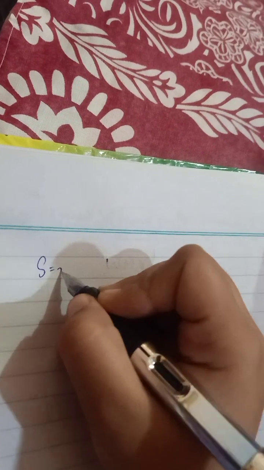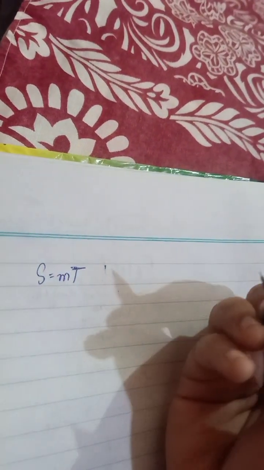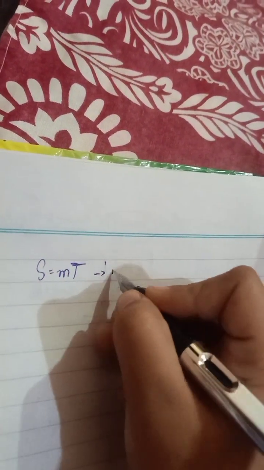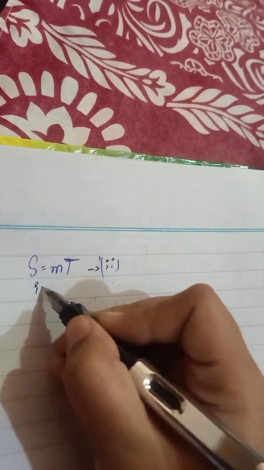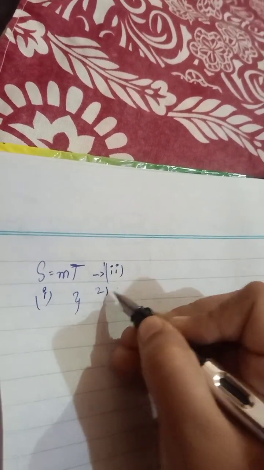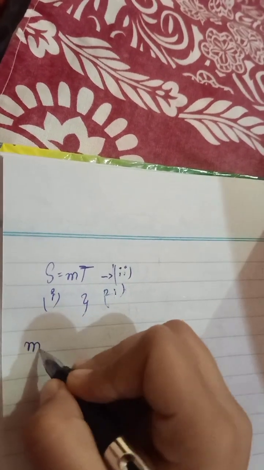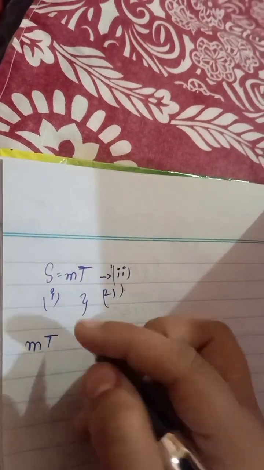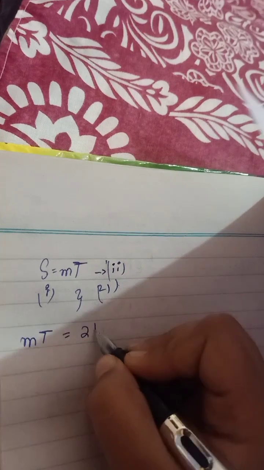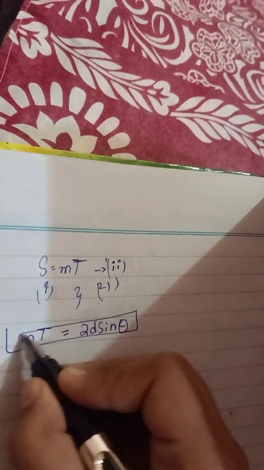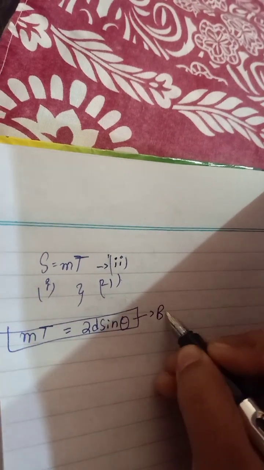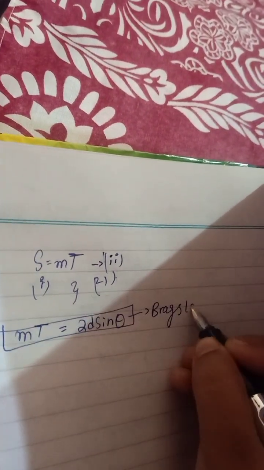Now if we talk about the condition of constructive interference, as you all know, S is equal to m lambda. This is equation number 2. If you compare both equations, number 1 and 2, we will have m lambda, which is equal to S and equal to 2d sine theta. So this is Bragg's law.